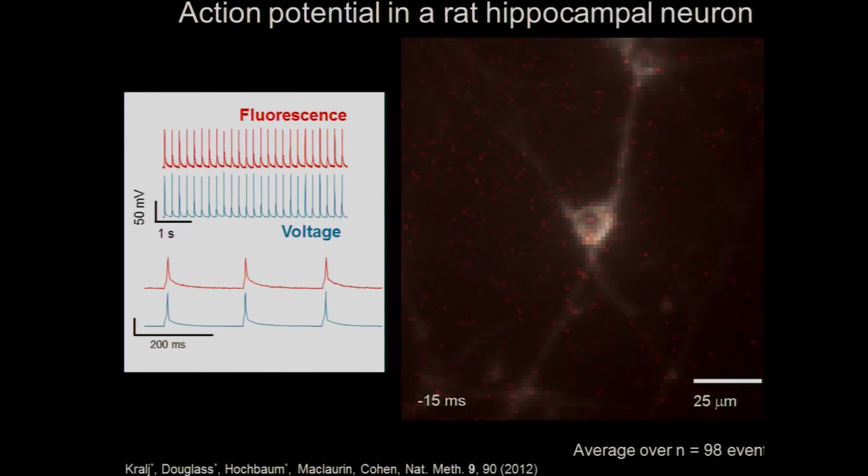And what you should see is that there's a correspondence between these two traces. Here's a close-up of the data, and you can see the close correspondence of the optical recording and the electrical recording. This is with no filtering or processing other than just averaging over the whole cell. Okay?